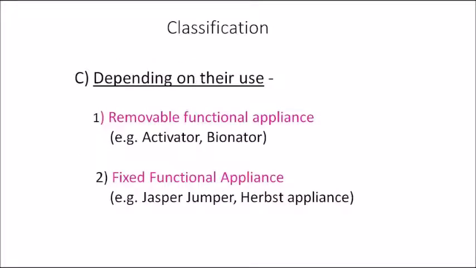Now, another simple classification is whether it is a removable appliance or a fixed functional appliance. So, the removable functional appliances include your activator, your bionator, Frankel, your oral screen. They are all removable myofunctional appliances. Whereas there are some myofunctional appliances which can be fixed to your banded tooth. That includes your Jasper Jumper and Herbst appliance. So Jasper Jumper and Herbst appliance are commonly used fixed functional appliances, whereas removable functional appliances include your activator, bionator, Frankel and your vestibular screen.